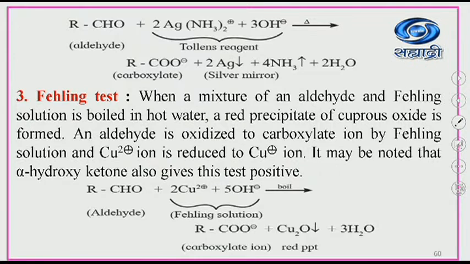So this is the aldehyde RCHO plus 2Cu2+ plus 5OH–, collectively known as Fehling solution. After boiling, you will get the carboxylate ion RCOO– plus Cu2O, that is the red precipitate, and plus 3H2O. We'll take one example. When acetaldehyde CH3CHO is treated with Fehling solution, after boiling you will get CH3COO–, that is the acetate ion, plus Cu2O, that is the red precipitate, and plus 3H2O. So that is the Fehling test.